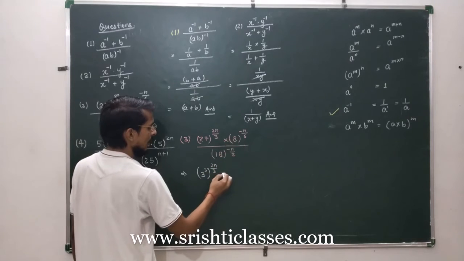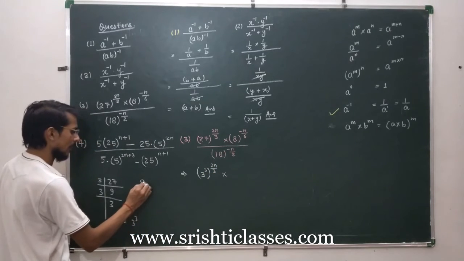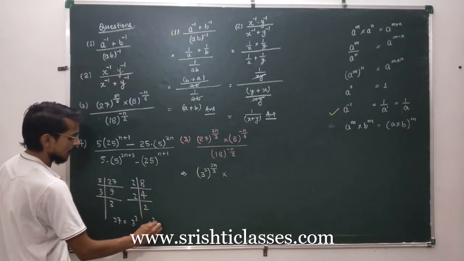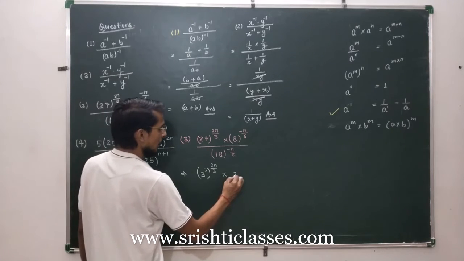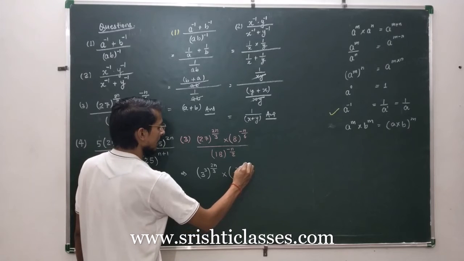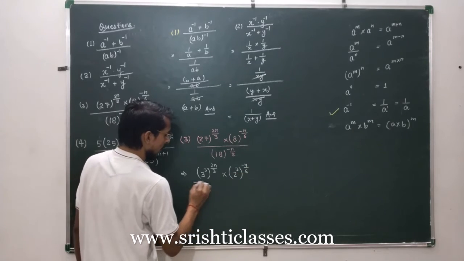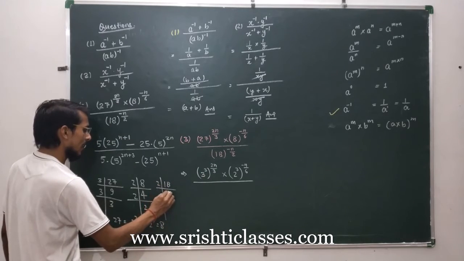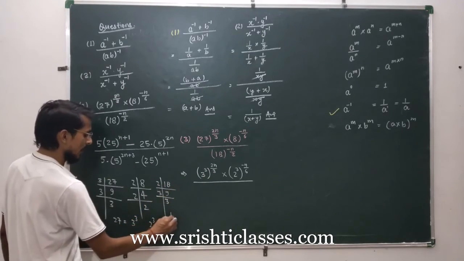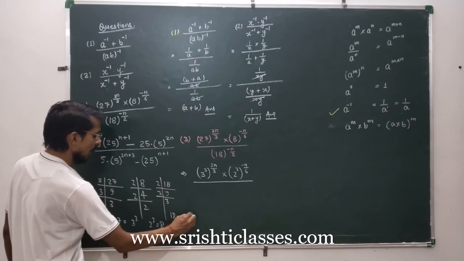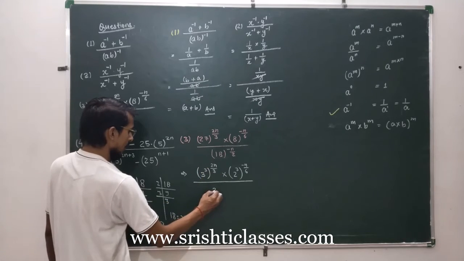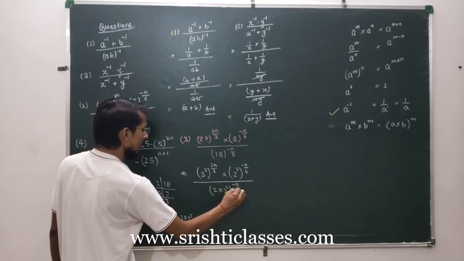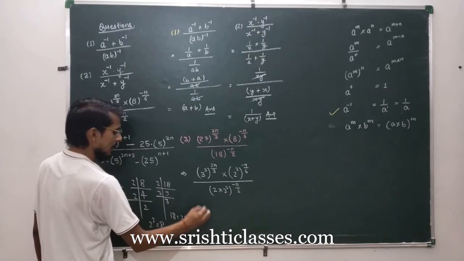Similarly, for 8 you can write 2 cube. If you factorize it, 2 4s are 8, 2 2s are 4. So 2 cube is equal to 8. 2 cube to the power minus n by 6. And if you factorize 18, 2 9s are 18 and 3 3s are 9. So 18 is equal to 2 into 3 square. So you just write it like this: 2 into 3 square to the power minus n by 2. Okay.